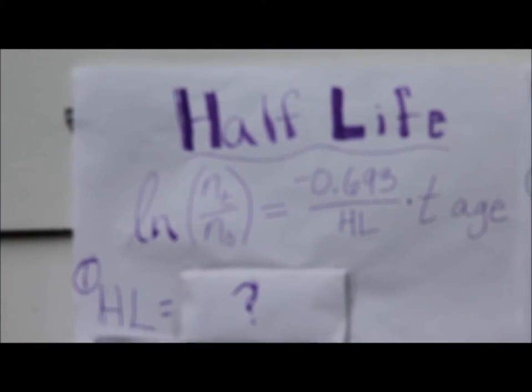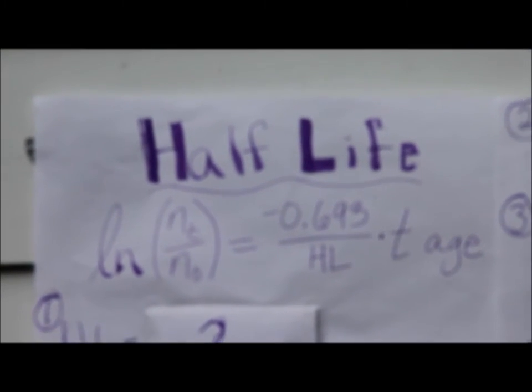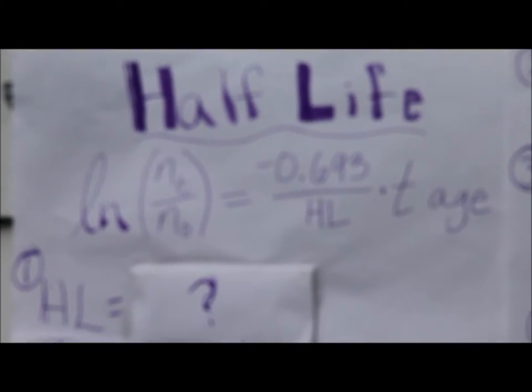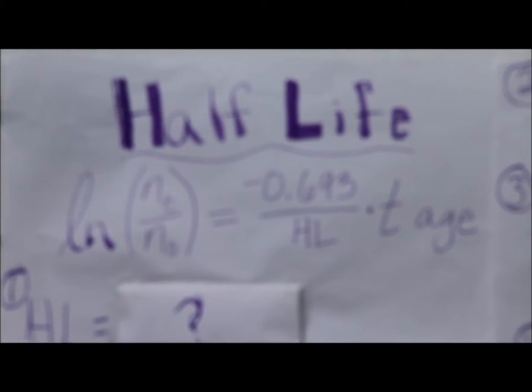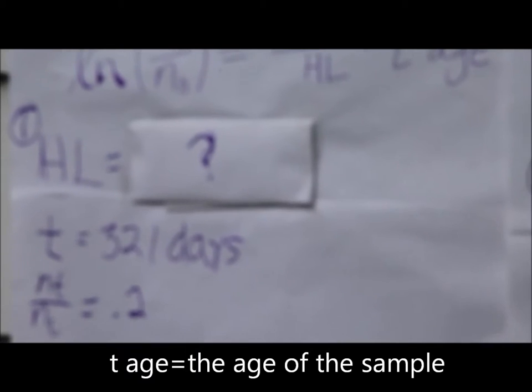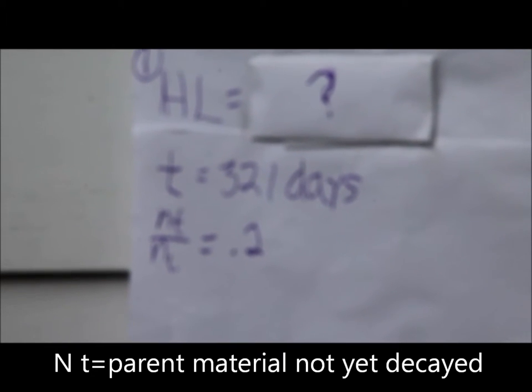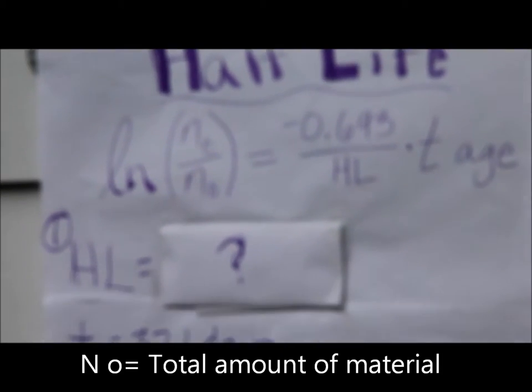The equation for half-life is the natural log of NT over NO equals negative 0.693 over half-life times TH. So for the variables, TH is the age of the sample, HL is the half-life, NT is the amount of parent material not yet decayed, and NO is the total amount of material.